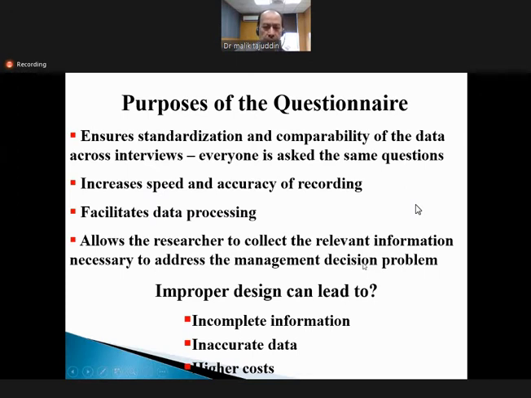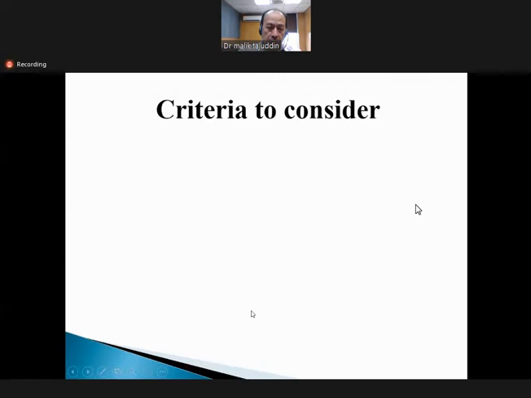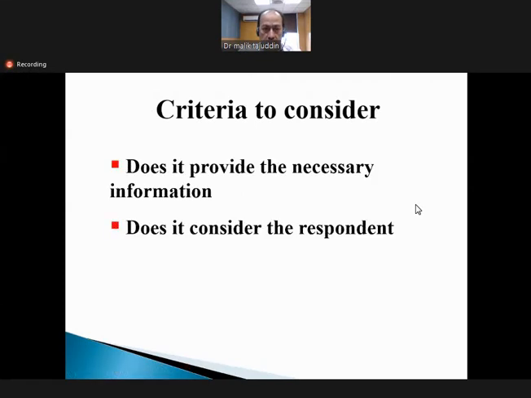Then improper design can lead to incomplete information, or useless information. There may be more information, but many of them are useless for the purpose of this decision problem. And then inaccurate data: we want to find out something in a comprehensive way, but part of the information is collected and some part of the information is missed. And if the design is incomplete, it may lead to an increase in the cost of the survey, or the cost of the research.